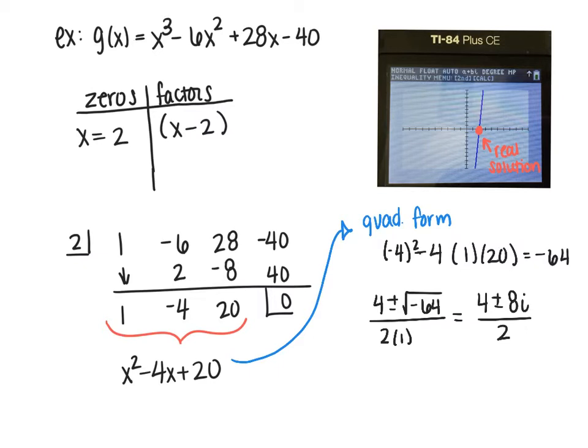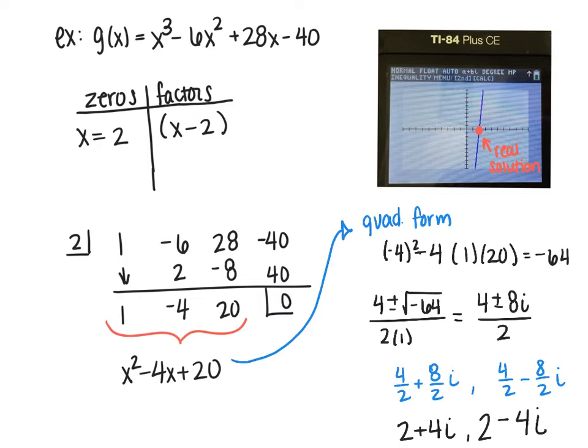So I do want to simplify, so I'm going to have 4 over 2 plus 8 over 2 i, and 4 over 2 minus 8 over 2 i. Both of those fractions will reduce. The first one will give me 2 plus 4i, and the second one will give me 2 minus 4i. So those are my 3 zeros.